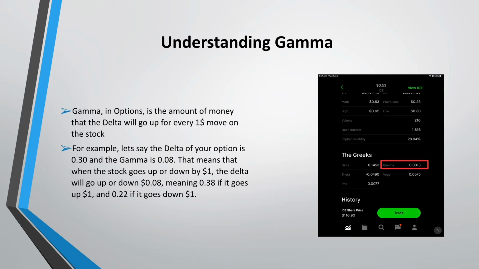Now on the right-hand side, I went ahead and illustrated for you where to find the gamma whenever you have the contract already in Robinhood. As you can see, the gamma is 3 cents, the delta is 14. Whenever the stock goes up a dollar, the delta will go up to 0.17. And it's most likely the case that the gamma will also increase in size. So that's how it goes. The gamma adds or subtracts to the delta. If the stock were to go down, the delta will go to 0.11. That is how that works.